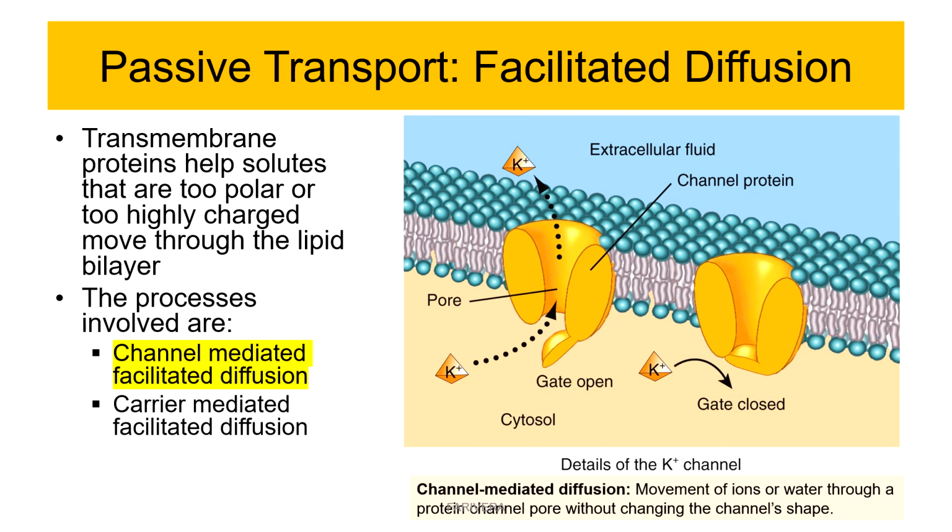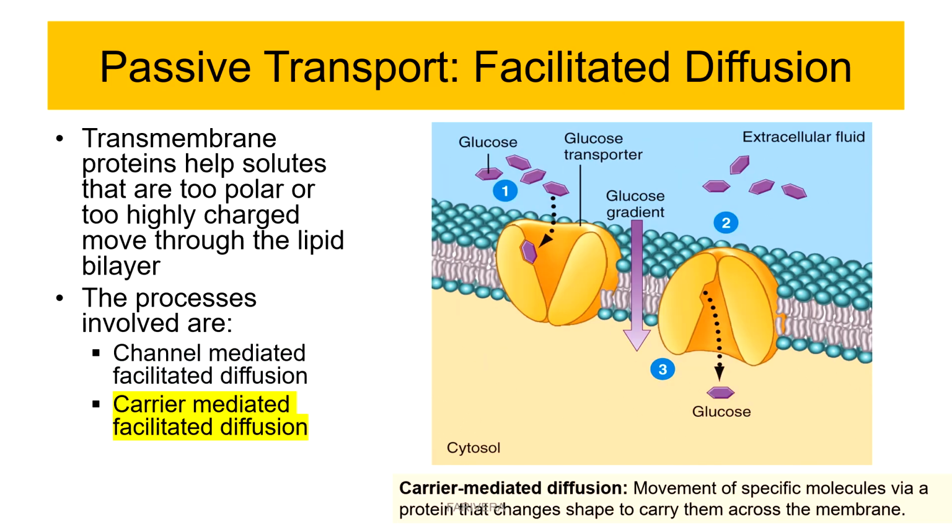during electrical signaling. The second type is carrier-mediated facilitated diffusion, as highlighted in the slide. Instead of passing through an open pore, a molecule binds to a specific carrier protein. The carrier changes shape and moves the substance across the membrane. A major example of this is the transport of glucose.